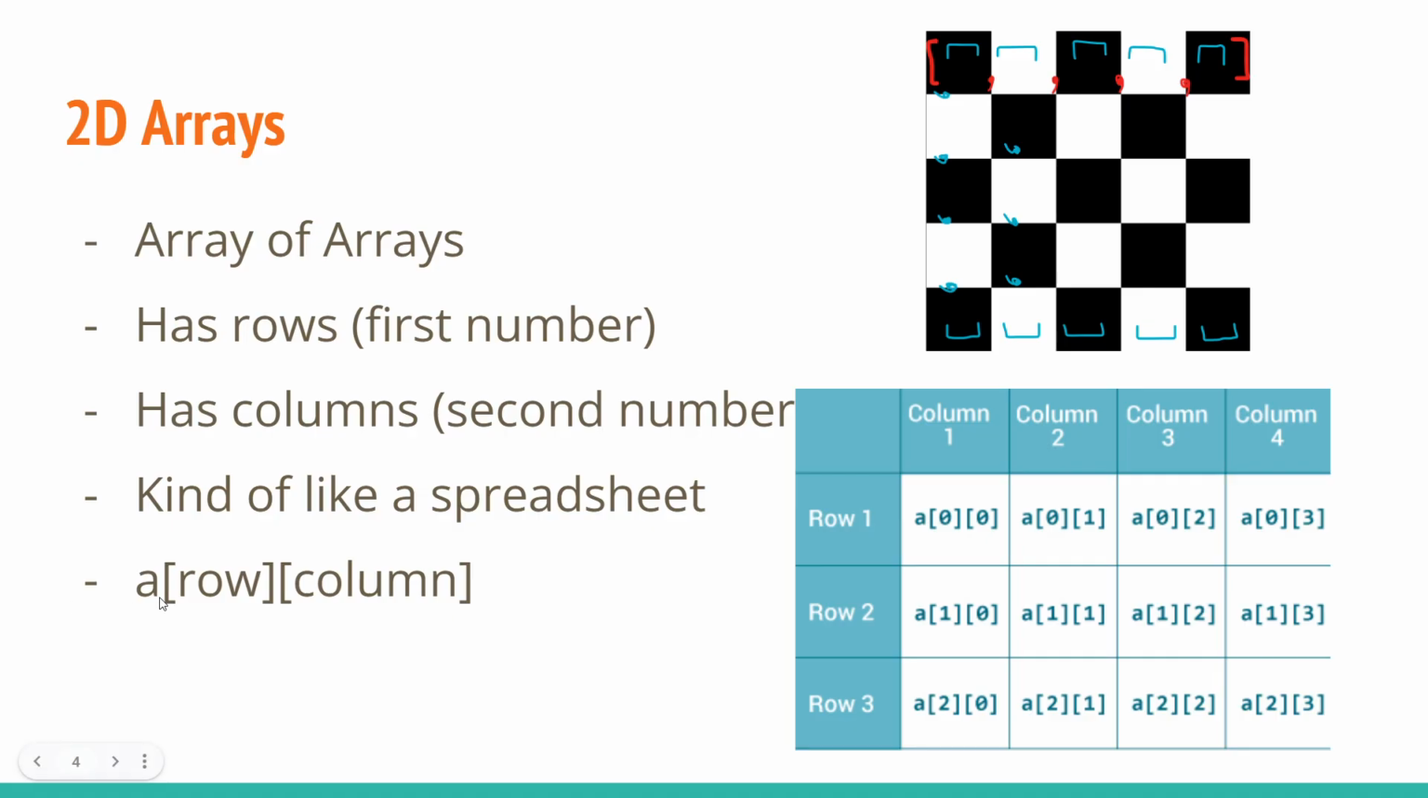So the basic format is going to be A, or whatever your 2D array is named, and then row, column. Remember, row first and column second. You can refer back to this part of the video if you ever forget.